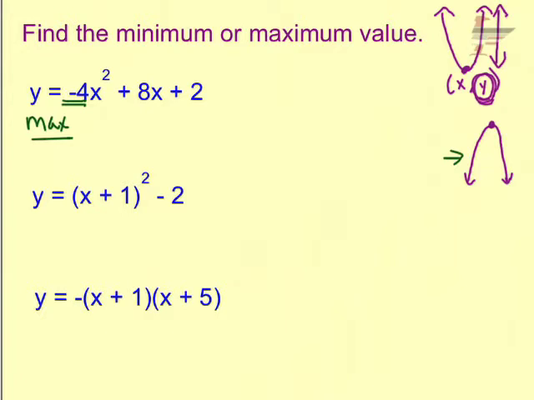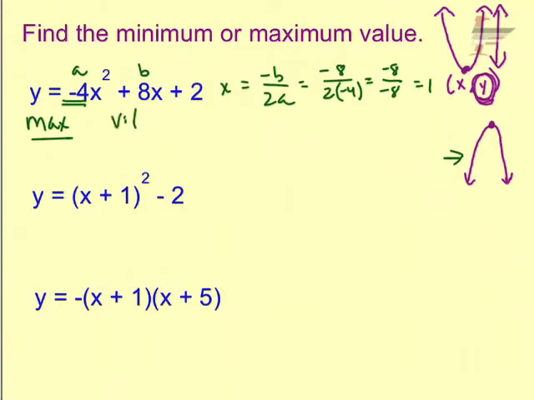So again, in standard form like this, x equals negative b over 2a. You definitely want to have that memorized. That's going to give us the x value of our vertex. So our b value is this 8 right here. So negative 8 over 2 times our a value, which is negative 4. So negative 8 over negative 8, we get back a positive 1 for the x. So for our vertex, we have a positive 1.